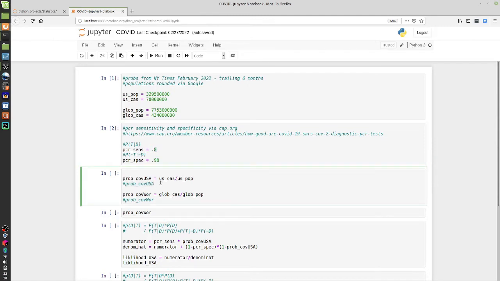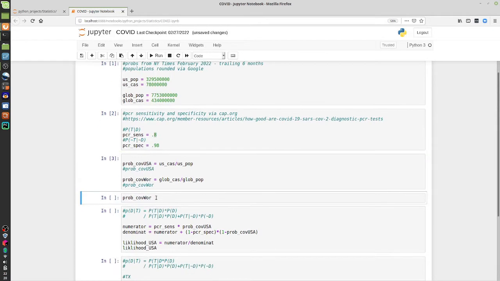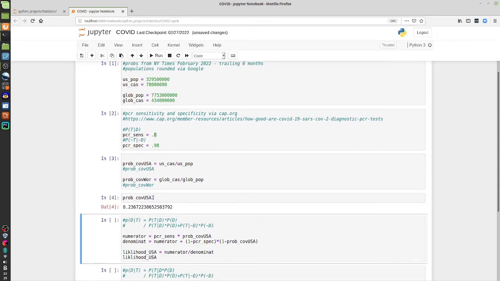Then we need to actually compare the prevalence of cases in the U.S., or the probability of COVID in the U.S. Right here we have the number of cases just divided by the total population, and that's for both USA and world. So we'll go ahead and run that. And real quick, we can just check it. Probability of COVID in the US is about 1 in 4, so about 23% there.